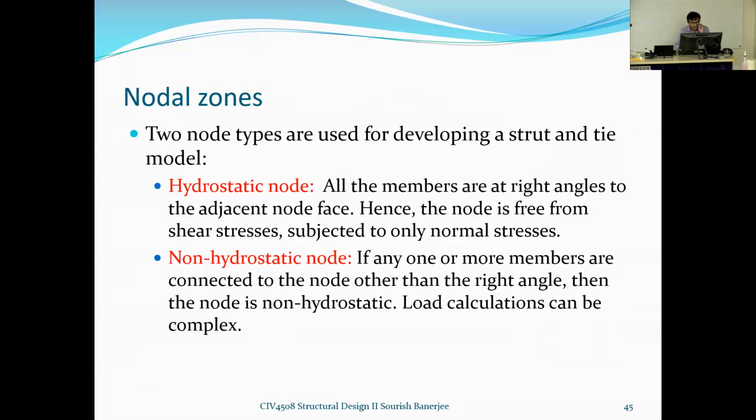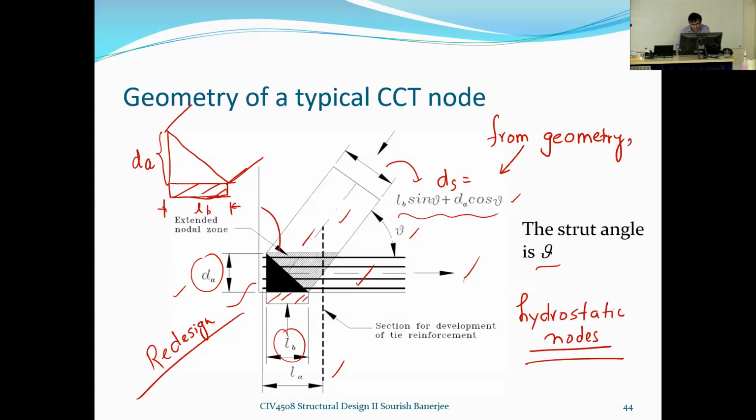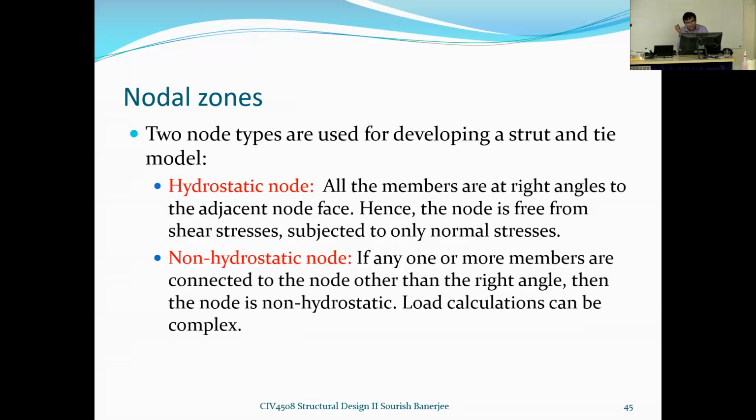Now we are looking at these different nodal zones. We have already looked at the hydrostatic node. All the members are at right angles to the node face. Very important. Hence, the node is free from shear stresses, only subjected to normal stresses. So if you go to this one, all the members are actually perpendicular. For example, the axis of the strut is perpendicular to the nodal face, and the stress is perpendicular to this nodal face. Bearing plate is perpendicular to this nodal face. So that's why the node is free from shear stresses, only subjected to normal stresses.